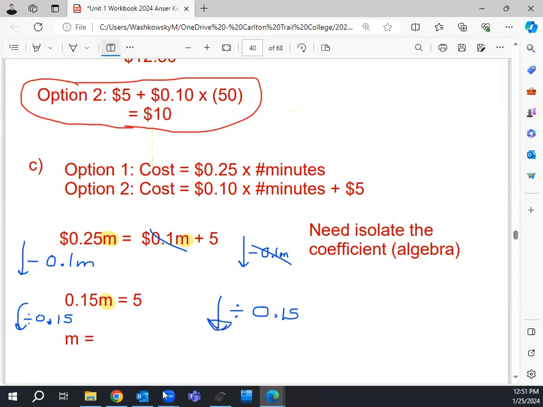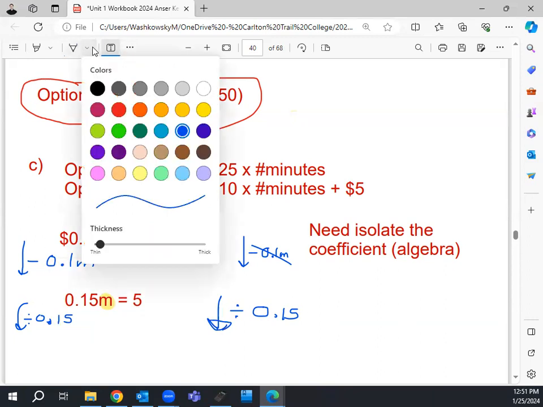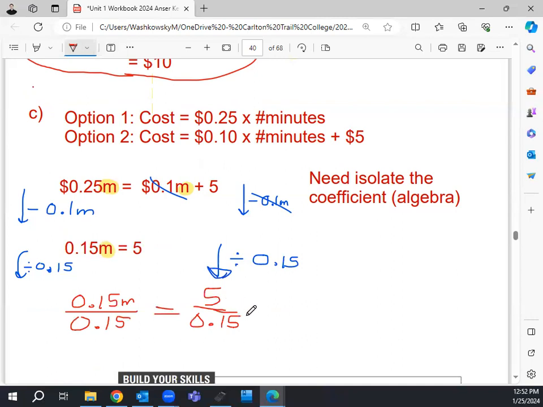But so now if I'm doing that, I'll actually write out the steps here. If you know what you're doing, you could really skip it at this point. But in this case, what's actually happened here is this is 0.15 m divided by 0.15 is equal to 5 over 0.15. This is the little thing that's happening. Some people skip this step, which is totally fine. If you really know what you're doing, you could skip this. But all I'm doing is I'm writing out exactly what's happening here.